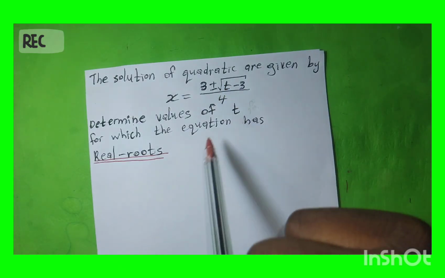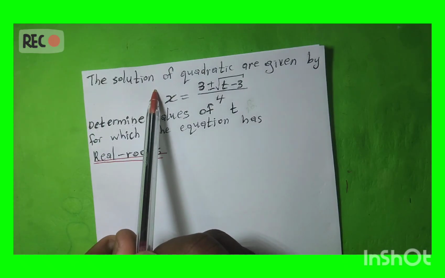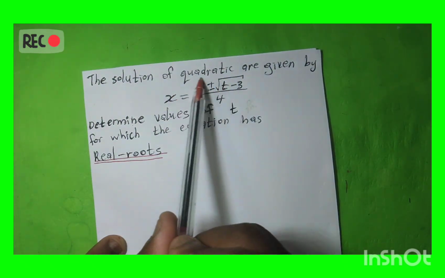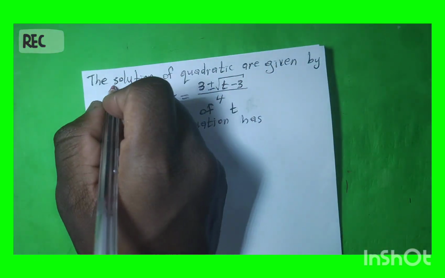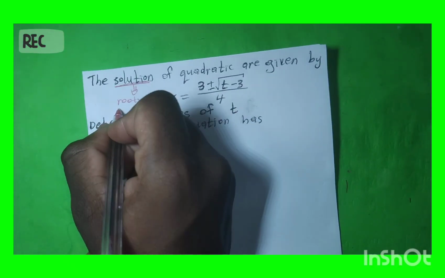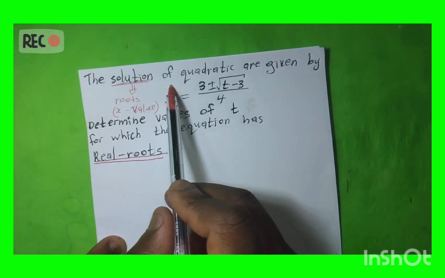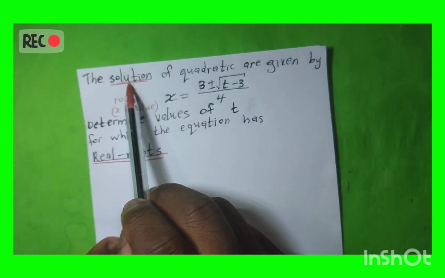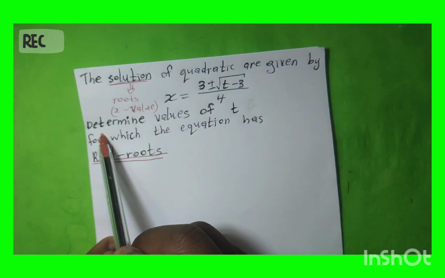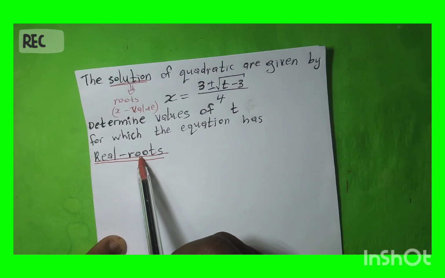which is t. So this is how you are given. They say that the solutions of the quadratic are given by this. And when we are talking, guys, about solutions, they are talking about the roots. Those roots are the x values. Don't forget. So the solutions of the quadratic are given by this equation. Determine the value of t for which the equation has real roots.